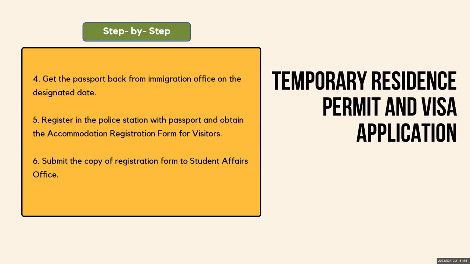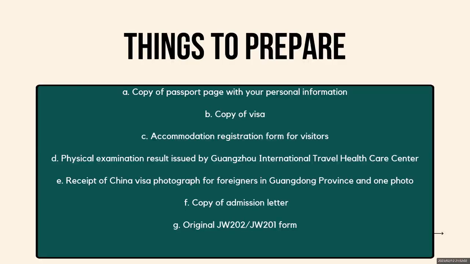And later, number six, you need to submit a copy of the registration form to the Students Affairs Office, to the same teacher who made the appointment for immigration. Normally, he will ask you to submit it on WeChat, and sometimes he will ask you to submit it on paper. It depends on the teacher, but you need to be careful and submit all the papers. So these are the things you need to prepare before you go to immigration. I think lots of people will pay attention to this.